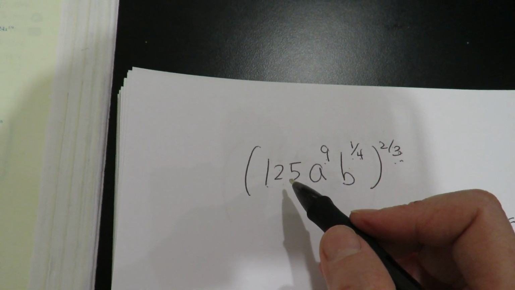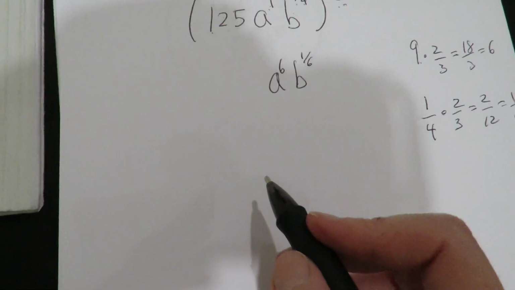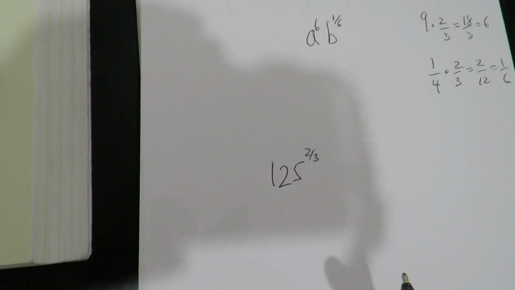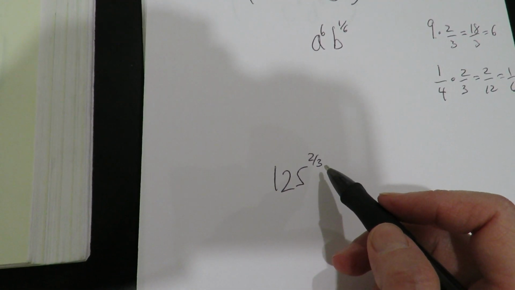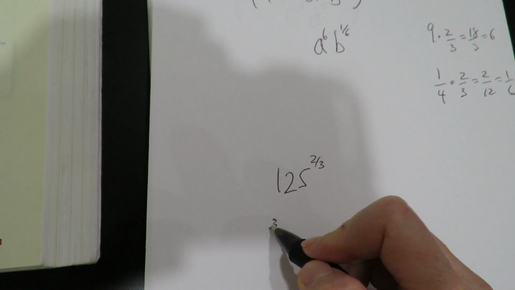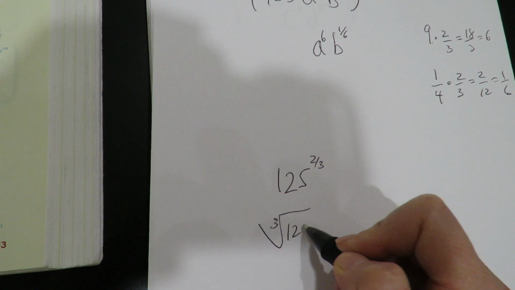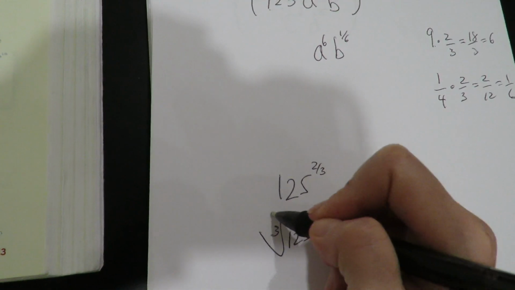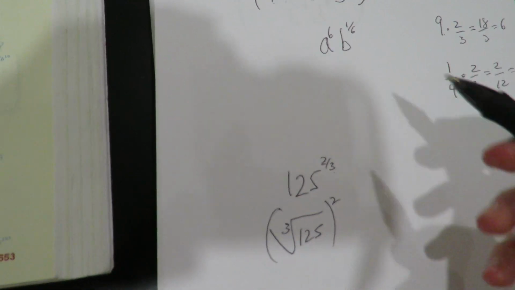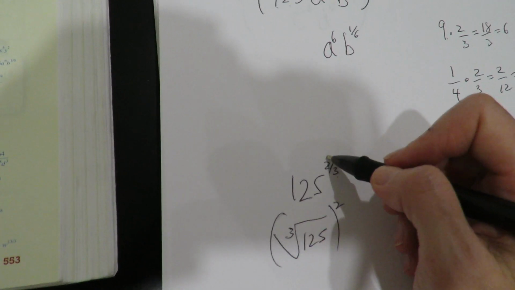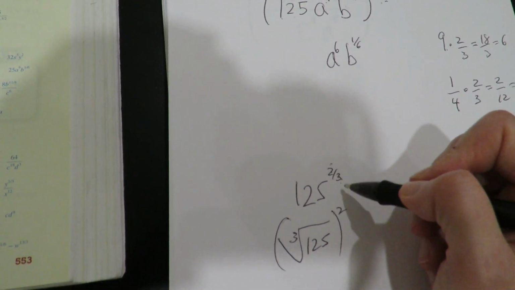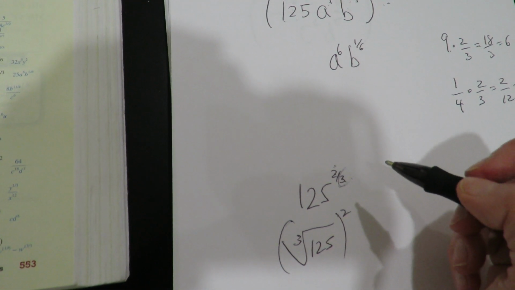Now this part, like I said, is the most difficult, so let me do this on the side. It's going to end up being 125 to the 2/3. Most of us can't do this in our head, but if you can, go for it. This is the same thing as the cube root of 125. It doesn't matter if you square it first or cube it first, but it's always easier to do the root before the power. I would suggest always do the bottom first.